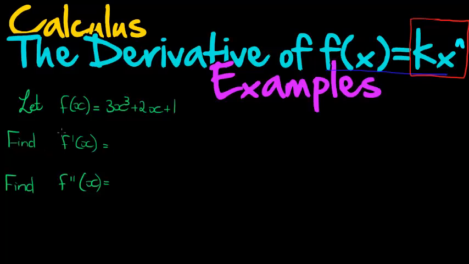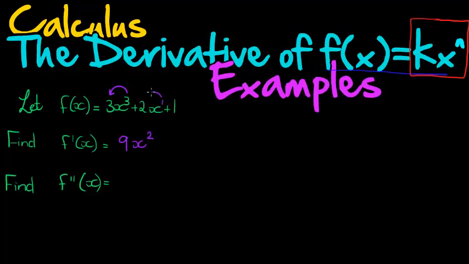Okay, this time we are given f of x is equal to 3x to the power of 3 plus 2x plus 1. And we must find the derivative of that. Okay, not too difficult. We take the exponent, multiply it to the front. So we get 9x, subtract 1 from the exponent to give me 2.